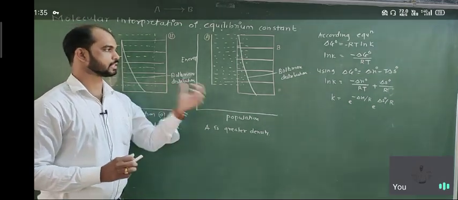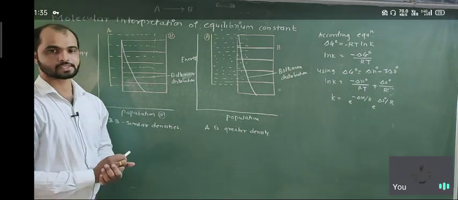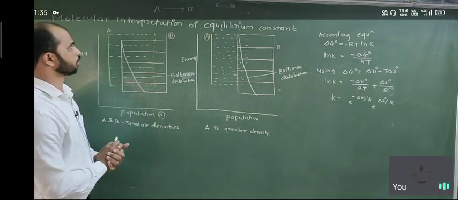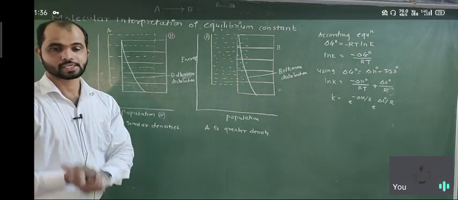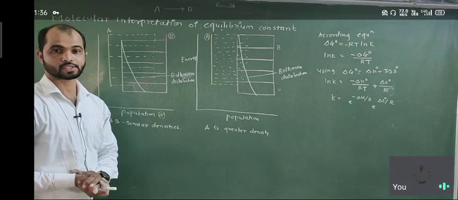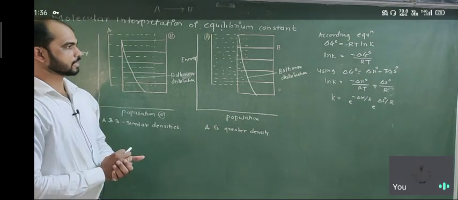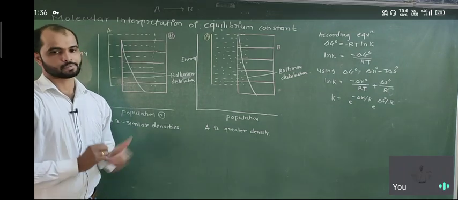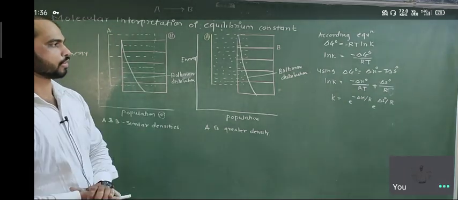So using this Boltzmann distribution concept, we can easily understand the molecular interpretation of the equilibrium constant, meaning the molecular states we consider here. Using the molecular states at the equilibrium point, we can easily understand in which direction the reaction is favored, backward or forward.